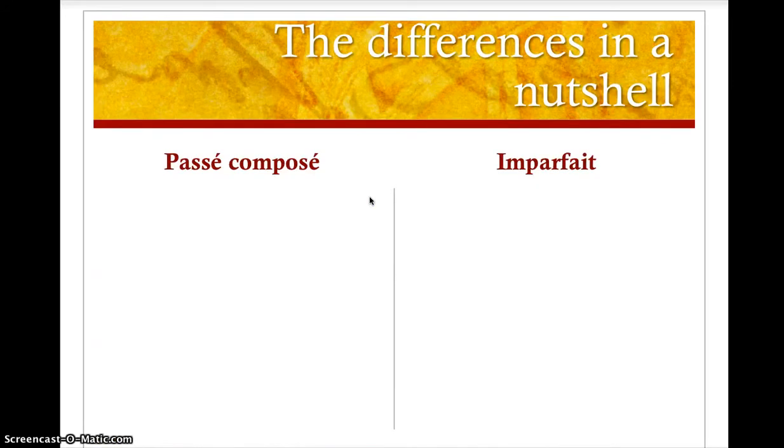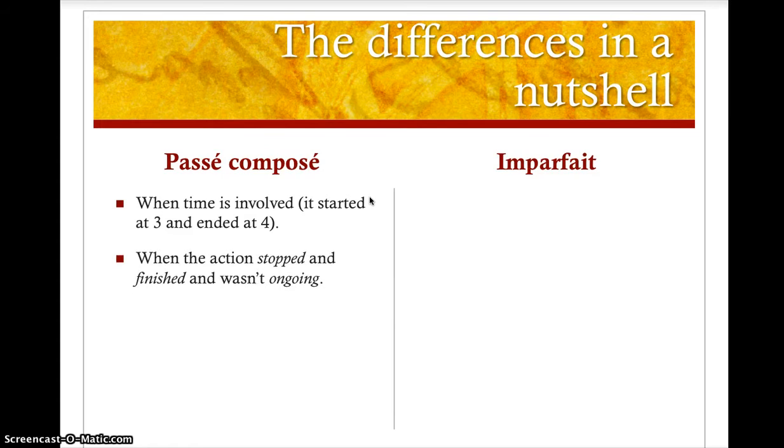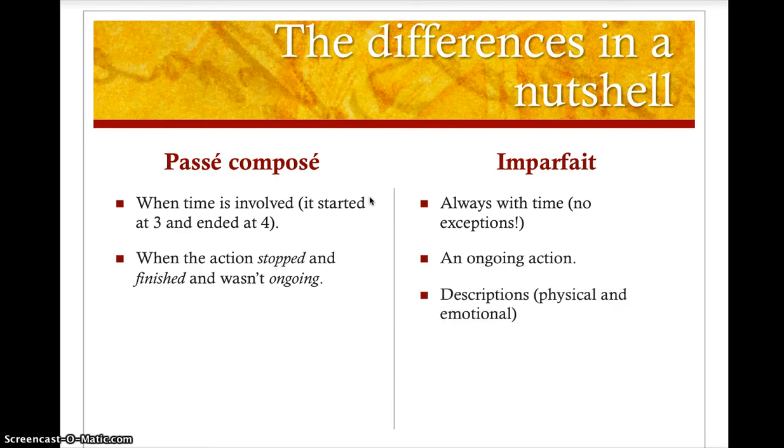All right, the differences in a nutshell. The passé composé, when time is involved, for instance, it started at 3, ended at 4. There are very specific times involved, when the action stopped and finished and wasn't ongoing. I'll explain this more later. Always with time, and there are no exceptions here, so you should be really happy about that. What do I mean by that? Well, I'll explain it again in just a minute. An ongoing action, descriptions, both physical and emotional, and habitual actions.